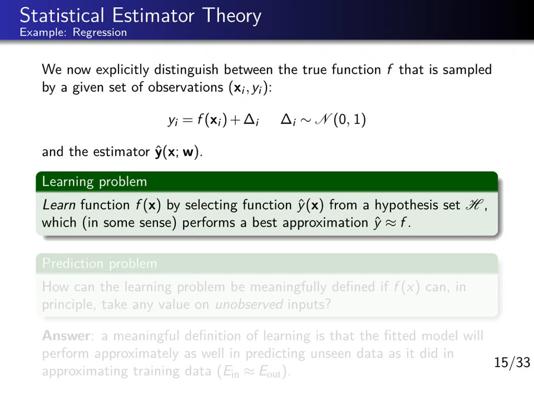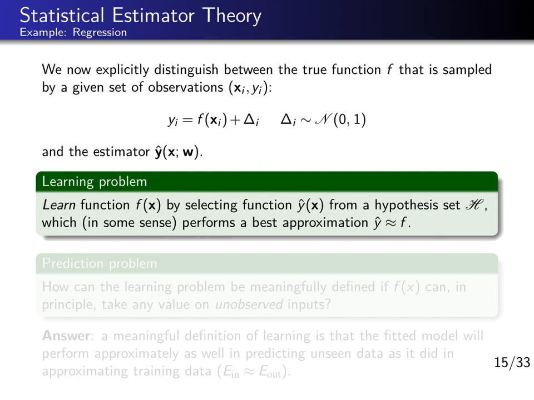In the next part, I want to speak about statistical estimator theory. This is the study of how our solution that we find by training a machine learning model, y hat, relates to the true function that we are looking for, f. So we explicitly now distinguish between the true function and the estimator.